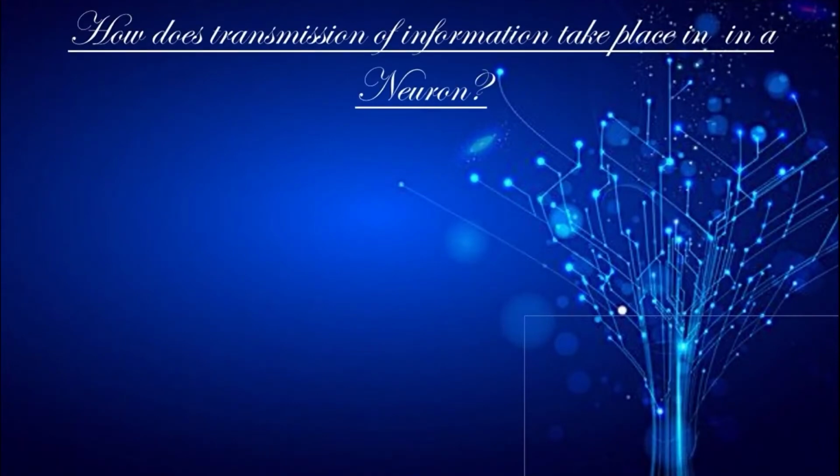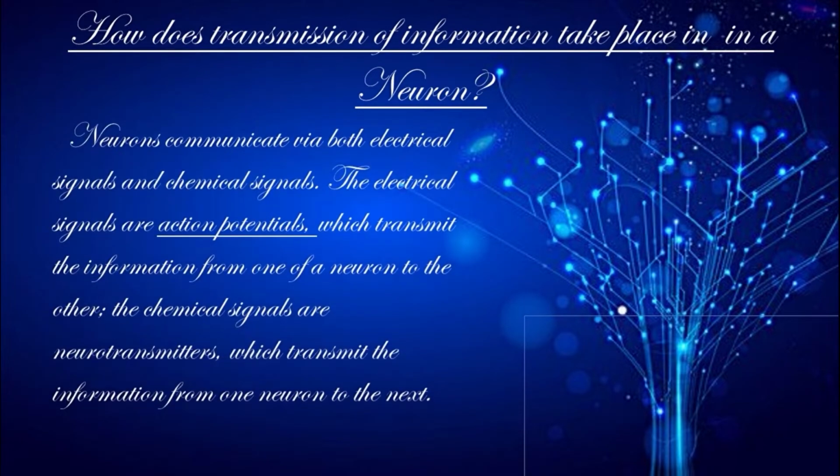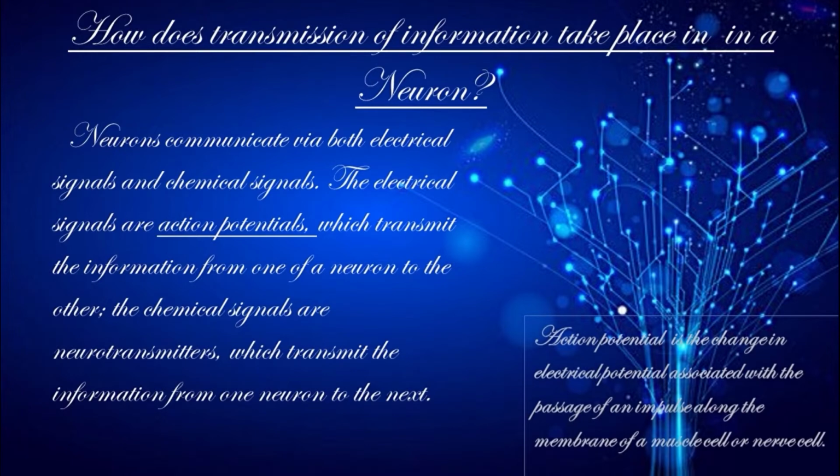The next topic is how does the transmission of information take place in a neuron? The neuron communicates via both electrical signals and chemical signals. The electrical signals are the action potentials which transmit the information from one neuron to another. Chemical signals are neurotransmitters which transmit the information from one neuron to the next.